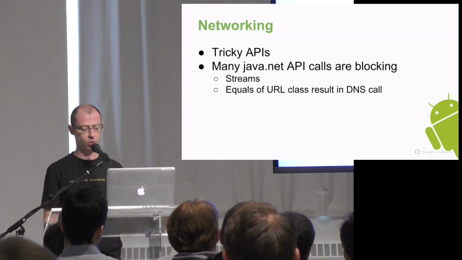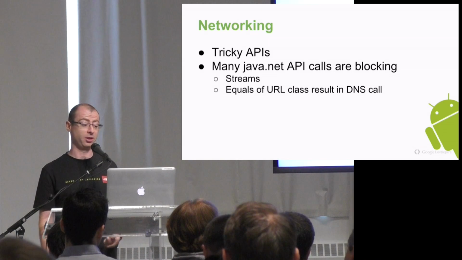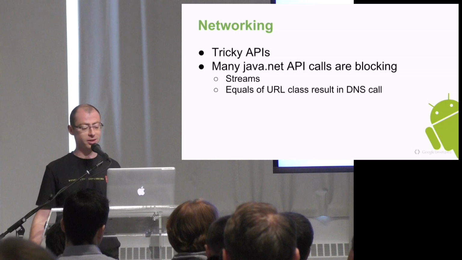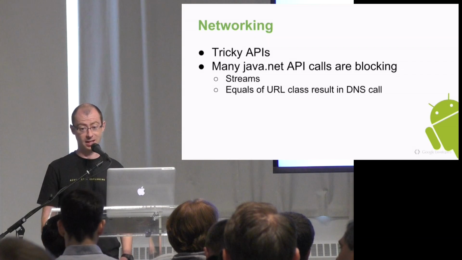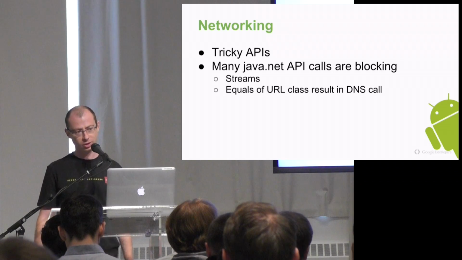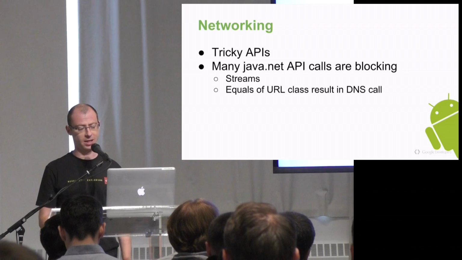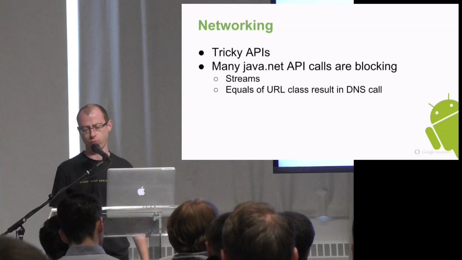Please know that stream calls are blocking. And to make things even more interesting, equals of the URL class results in a DNS call. This is time that you are paying. Again, don't do networking on the UI thread. Use libraries or any other threading solution that fits your problem.